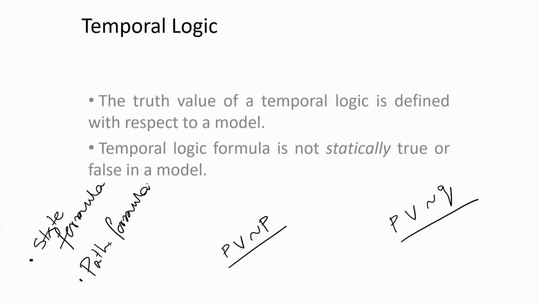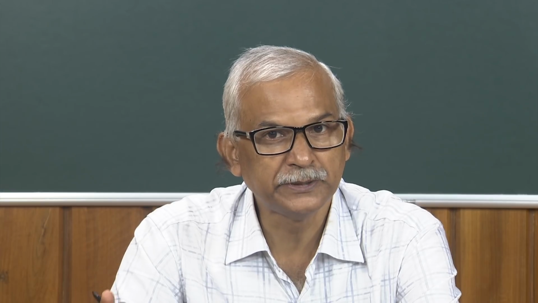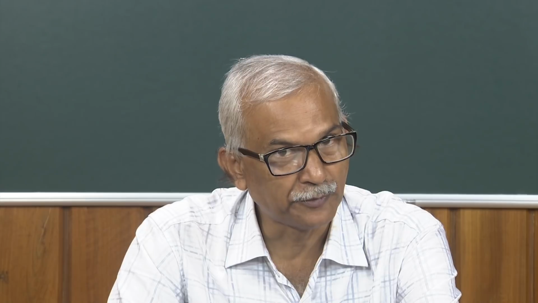Okay. So, if we are going to talk about a path formula, it says that the temporal logic formula is true in a particular part of the given model. And if we say state formula, that means the temporal logic formula is true in a particular state of the given transition system. So, the model of a temporal logic contains several states and a formula can be true in some states and false in some others. So, truth values of the temporal logic formula are specific to a state if it is a state formula.